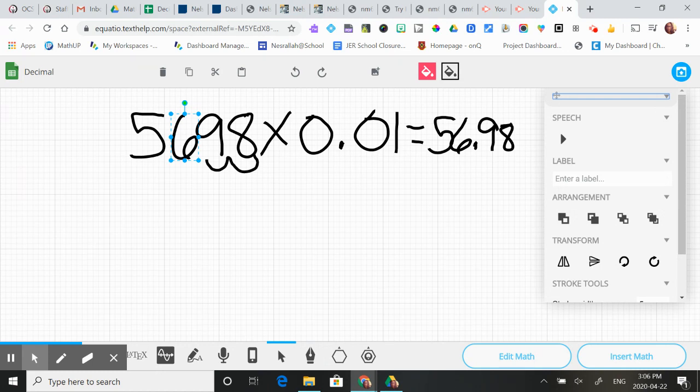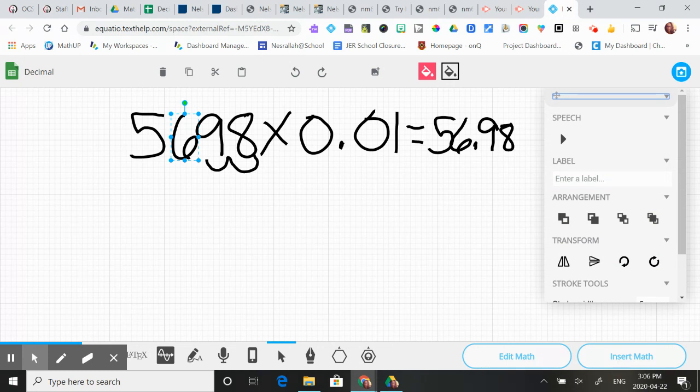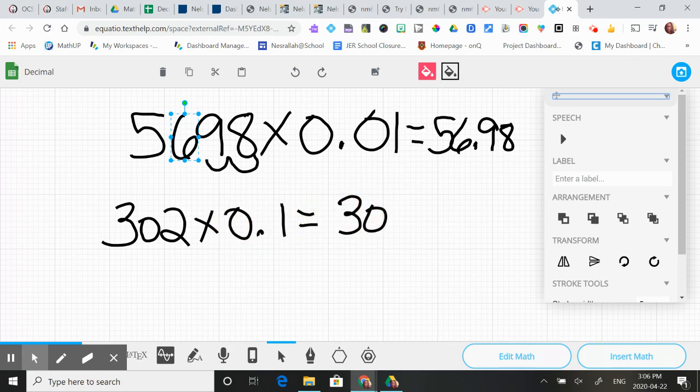But now I also have dimes. I don't really remember how many dimes I had, so I'm going to go back. 302 dimes. A dime is a tenth of a dollar. So it's going to be 0.1. And so my answer here is going to be $30.20.